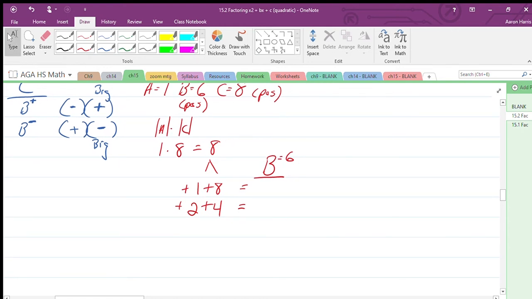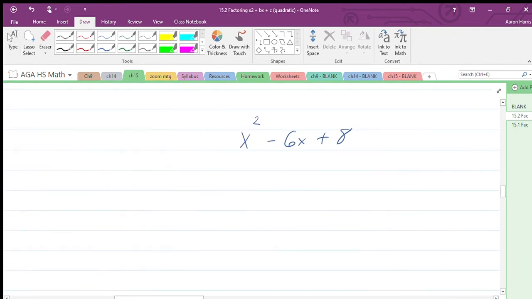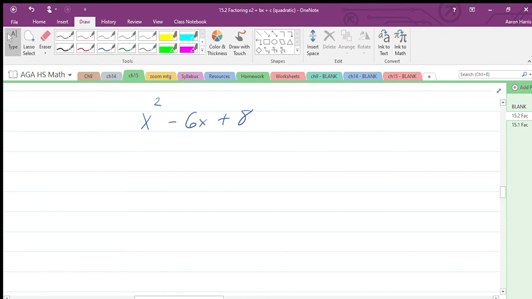So now, 1 plus 8 is equal to what? 9. 2 plus 4 is equal to what? 6. Which one is equal to 6? Here. So I know that 2 and 4 are the factors that I am looking for. Okay? So that's one scenario. Let's do the second scenario. Here we go. A is equal to what? 1. B is equal to what? -6. C is equal to what? 8.